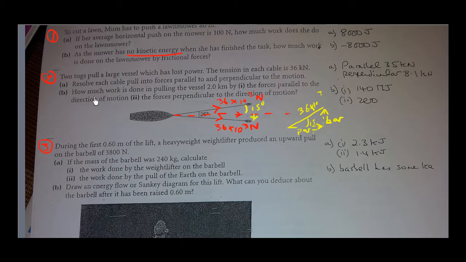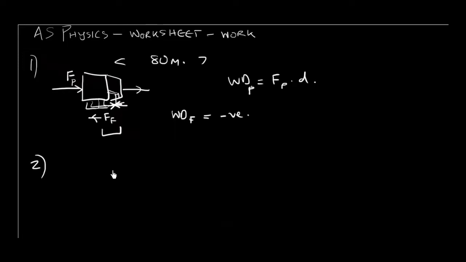Hopefully that makes sense. In the second one, they ask you for the work done in pulling the vessel 2 kilometers. So now they tell you the distance, which you need to know, and they ask you for the work done by the forces parallel to the motion and then by the forces perpendicular to the motion. So what they're trying to get you to do here is, in the first one, it's pretty easy because you started with a force going in that direction, but the motion was going in this direction. So you wanted to know that component when you knew that this was 15, right?